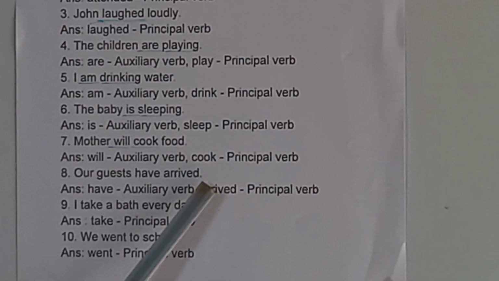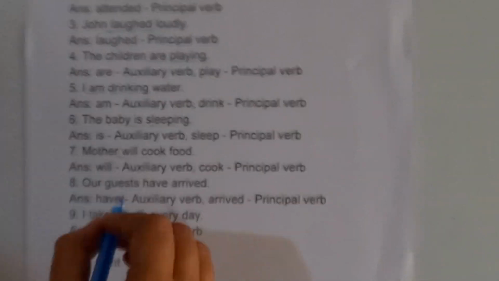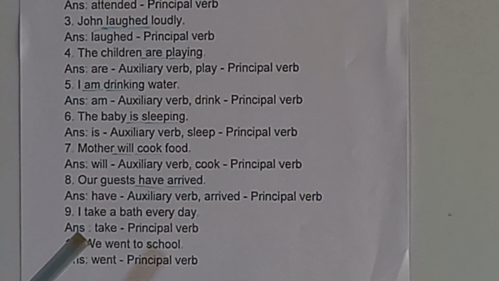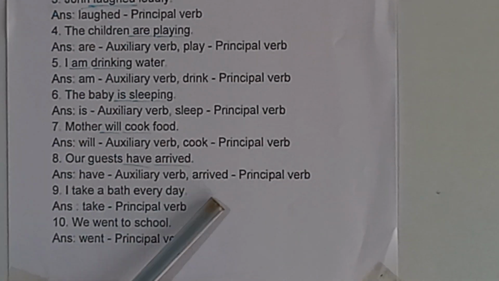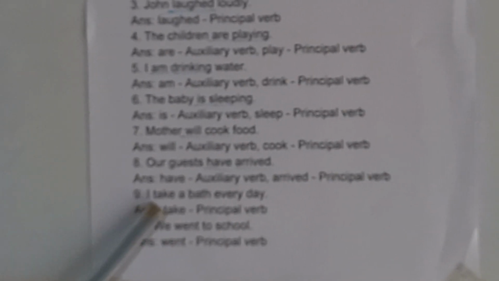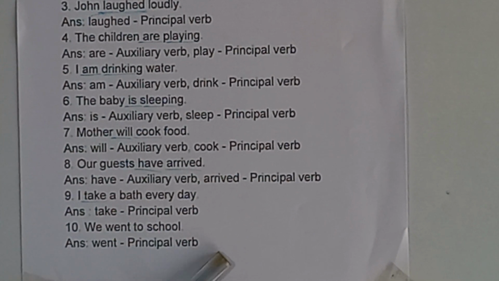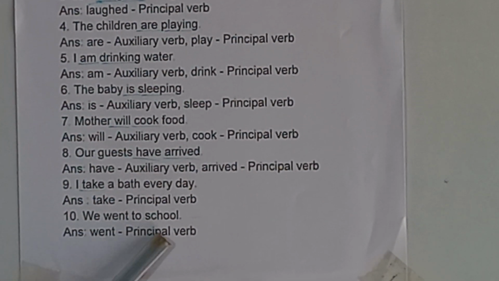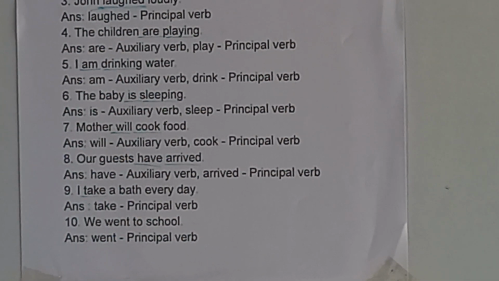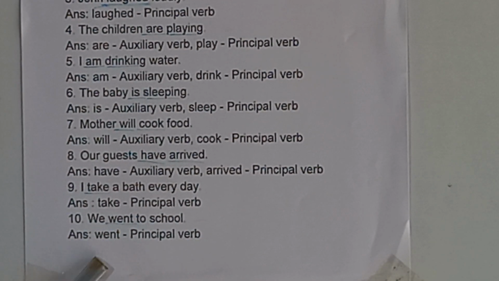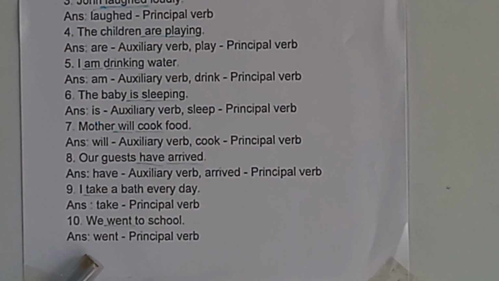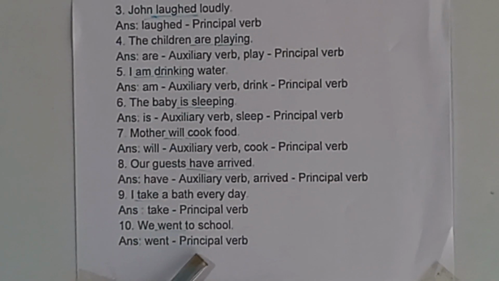Our guests have arrived. Now look, there are also two verbs, have and arrived, and have is the auxiliary verb because it helps the principal verb, and arrived is the principal verb because it has its own meaning. Now number 9, I take a bath every day, and there is only one verb, take, and this one is principal verb. Now number 10, we went to school, and how many verbs are there? Yes, there is only one verb, went. So went is the principal verb, and we all know that went is the past form of the verb go, right? So there is only one verb, went, and this one is the principal verb.